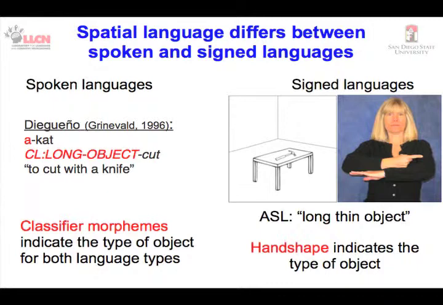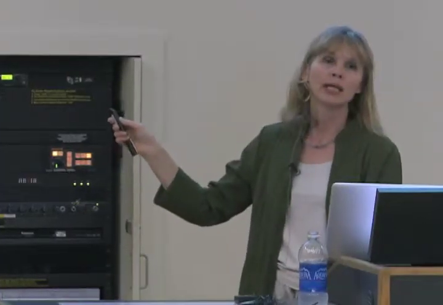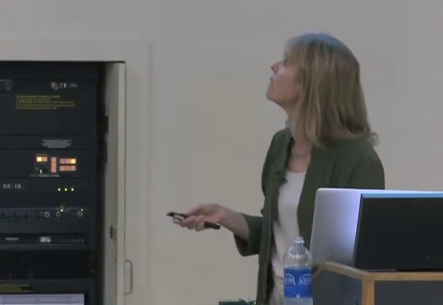So this is an example from Diegueño, where this vowel right here indicates that the cutting is being done with a long object, like with a knife. So this verb would mean to cut with a knife. And if you were to put a different morpheme there, it would mean to cut with a curved object, like a scythe or scissors.